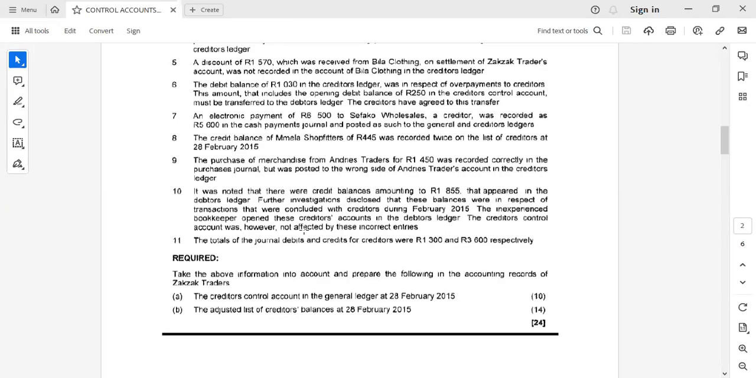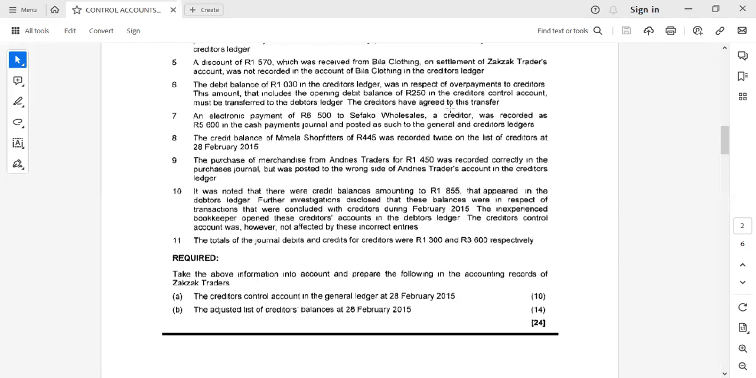Then number 10, it was noted that there were credit balances amounting to 1855 that appeared in the debtors ledger. Further investigations disclosed that these balances were in respect of transactions that were concluded with creditors during February. The inexperienced bookkeeper opened these creditors accounts in the debtors ledger. The creditors control account was, however, not affected.